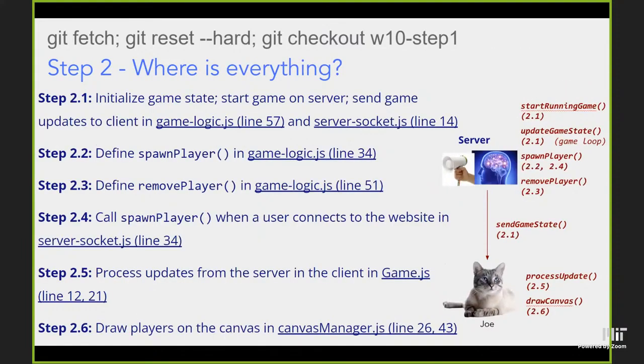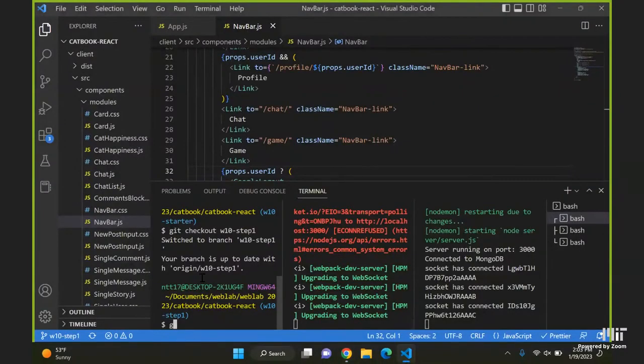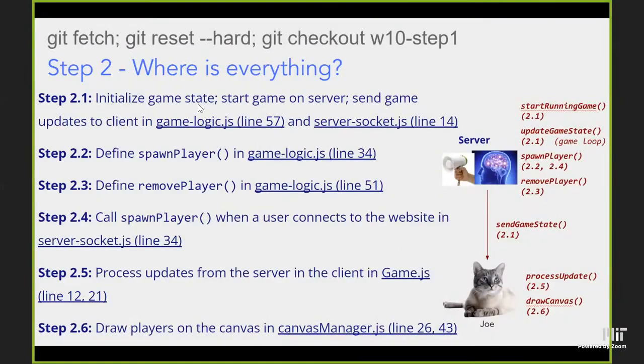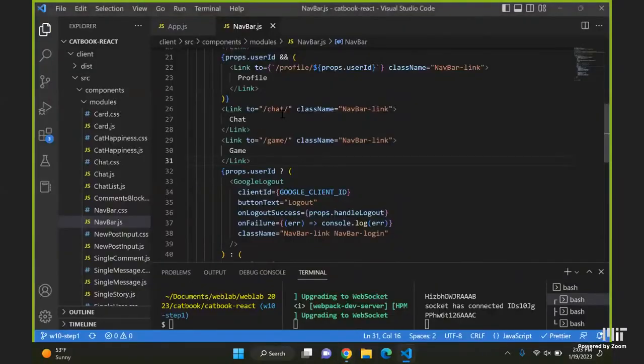So let's start with these substeps. How about we initialize the game state, start the game on the server, and send game updates to the client. These are three things that we need to do. It seems like a lot, but remember, Nick mentioned that we're doing primarily feature development in this workshop, so it's going to touch multiple files. We're going to show you how to do this instead of you having to implement it, because we know it's a lot of work. So let's start by going to the game logic file.